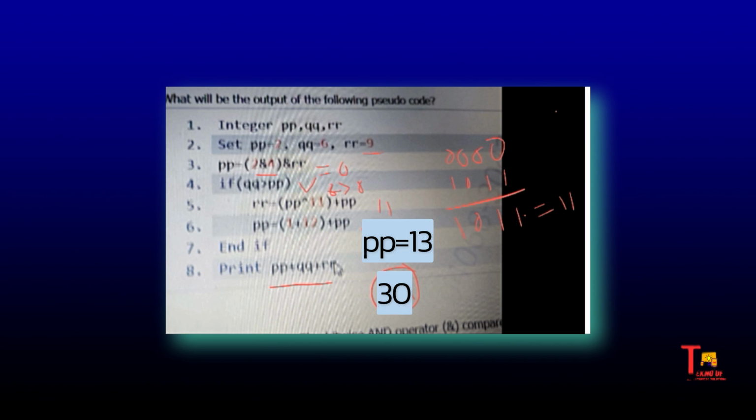Okay, so let's go to the next question, and I'll not solve those problems. These will be quiz problems for you. Please solve those. Okay, so let's see.